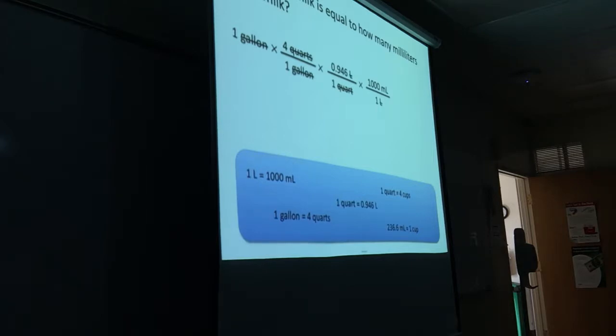Now, in order to finish the problem, we'll take our 1 and multiply by all of the numerical values on the top of our fractions, and then divide by all of the numerical values on the bottom of our fractions. This would tell us that 1 gallon of milk is equal to 3.8 times 10 to the 3rd milliliters. Now, looking at the conversion factors given, you might have noticed that different conversion factors could have been used to solve this problem, and you were exactly right.